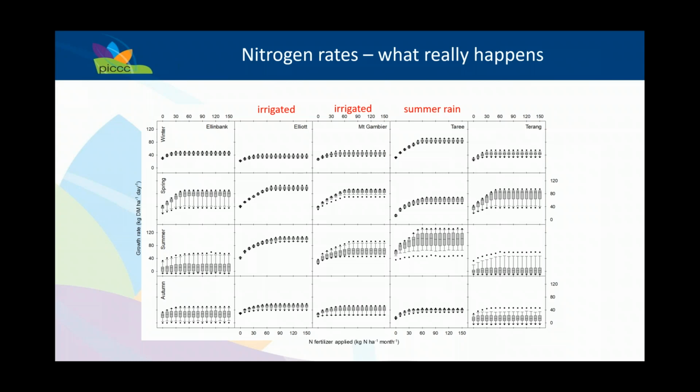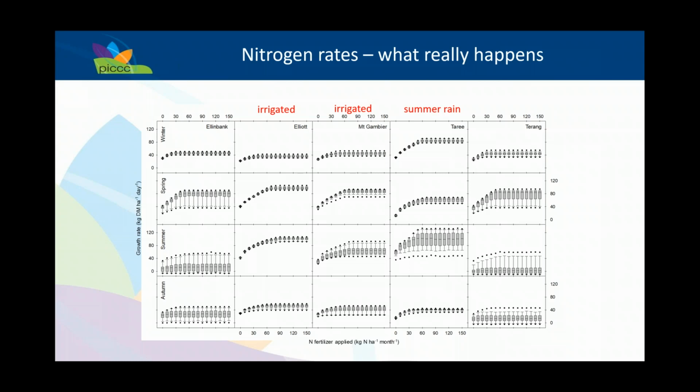If you look across the top, you can see in each column, we've got a different site: Ellenbank in West Gippsland, Elliott Research Station in Tasmania, Mount Gambier in South Australia under irrigated conditions, Taree in New South Wales, which is summer rainfall, no irrigation there, and Terang in Western Victoria. And what we've got here is a nitrogen response curve that we've put through our model that is showing you the shape of the response curve to increasing rates of nitrogen.